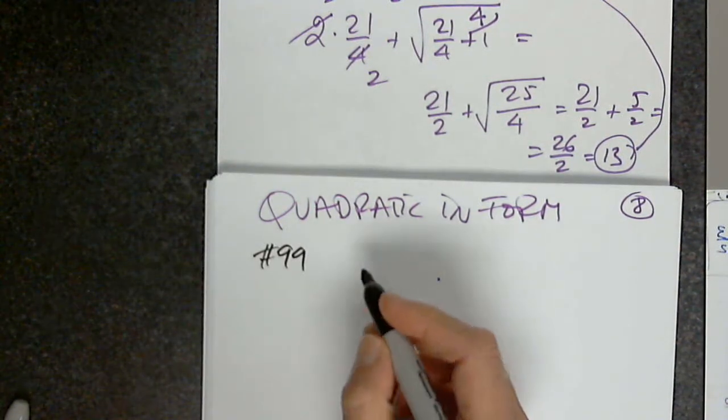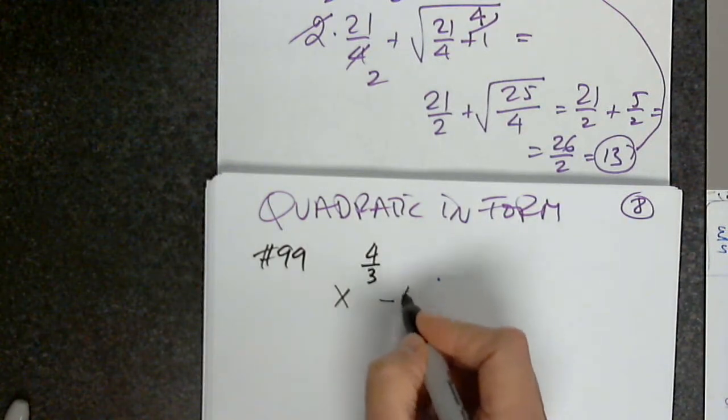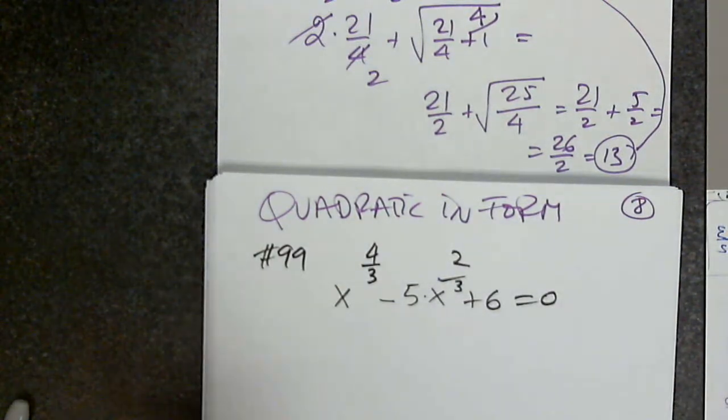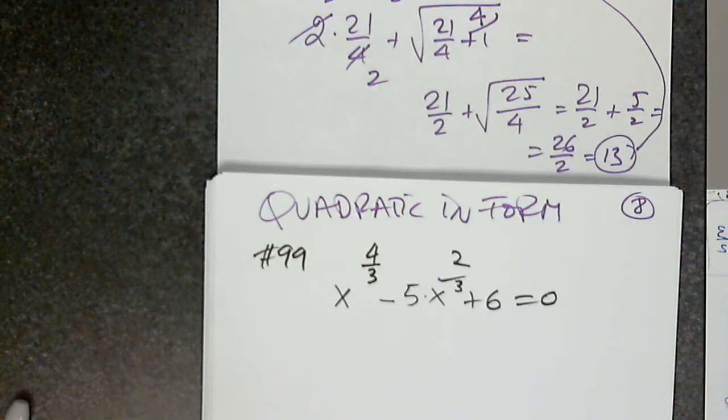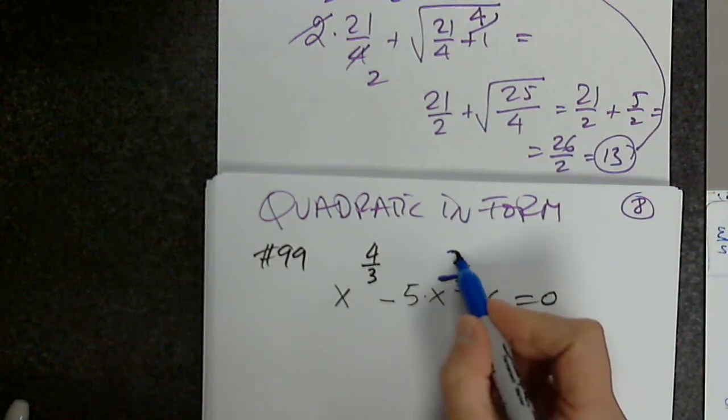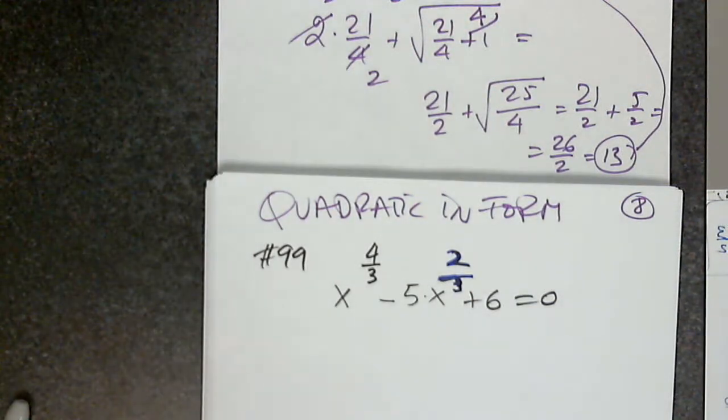99. x to 4/3 minus 5 times x to 2/3 and plus 6 equals 0. First of all, how did I pick this equation? By simply looking at it, I said to myself, oh, this is a quadratic in form type of equation. 2/3. Sorry. So x to 4/3 minus 5 times x to 2/3 plus 6. How did I come up with this? How did I say, okay, I'm looking and I realize that it's quadratic in form?